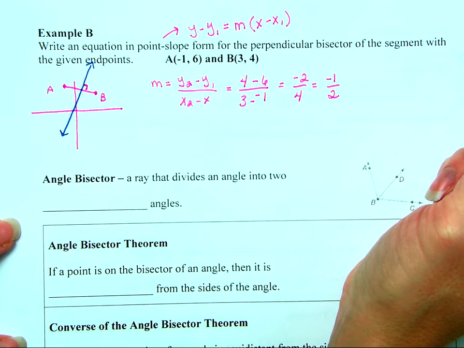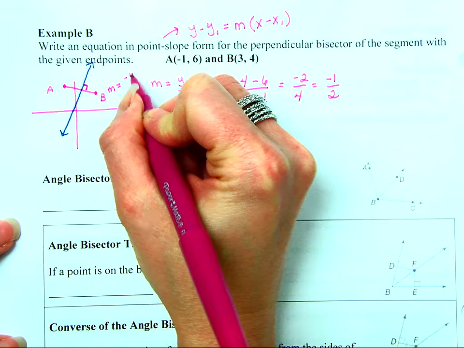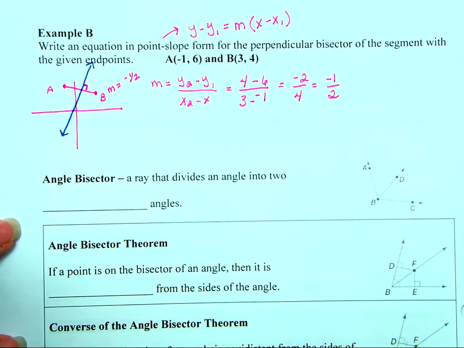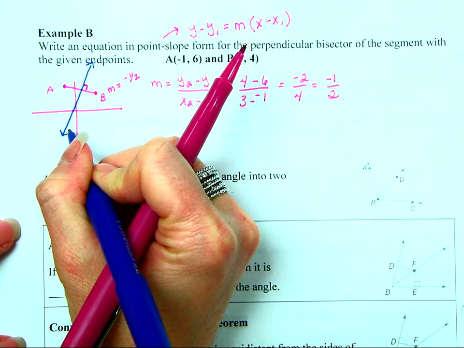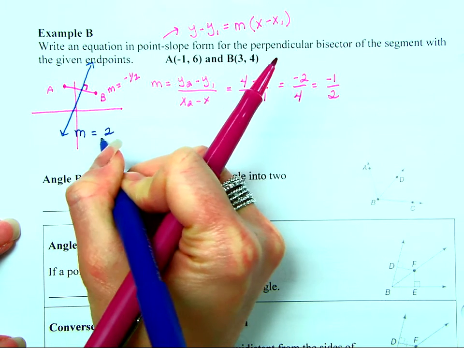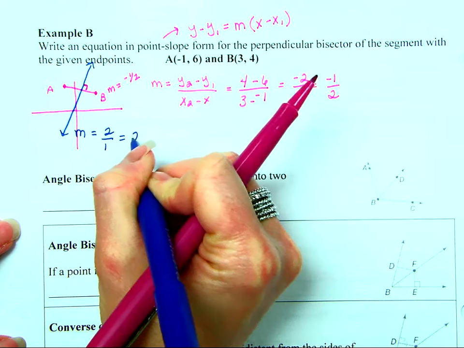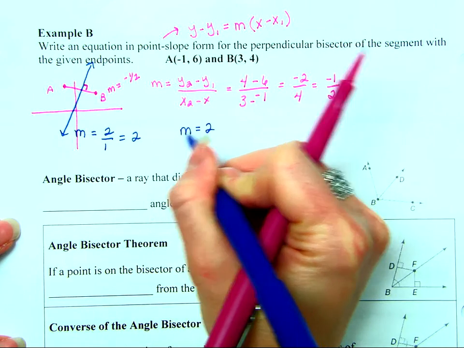My slope comes out to -1/2. That means that the slope of this pink line is -1/2. We want the equation of my blue line because these lines are perpendicular. Remember, this slope would be the opposite reciprocal, positive 2 over 1, or simply 2. So the slope that I'm going to be using is m equals 2.